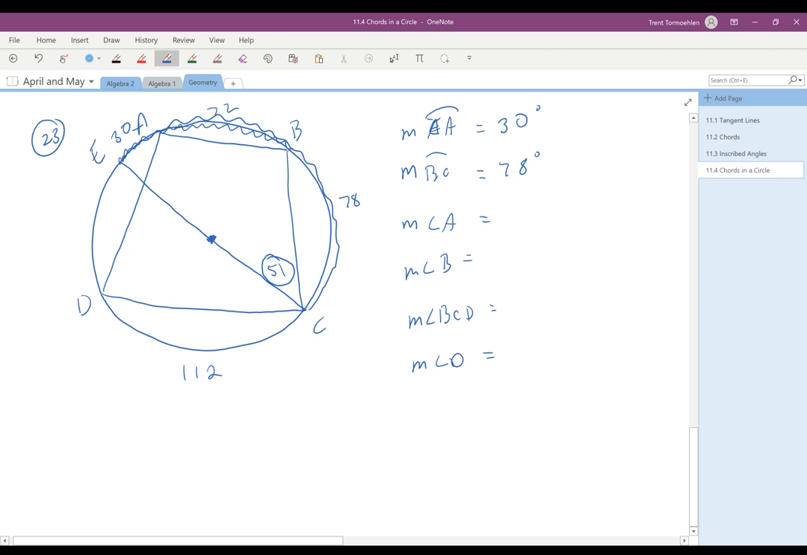So BC must be 78 degrees. And so we found those 2 arcs. We also know ED we can find because it's just going to be 180 minus 112. That wasn't asked for in the question, but we were going to need that. So we put 68 degrees for it, 180 minus 112.